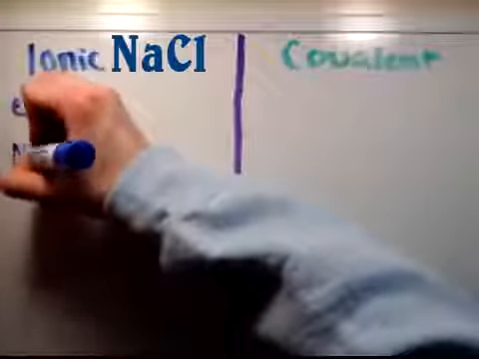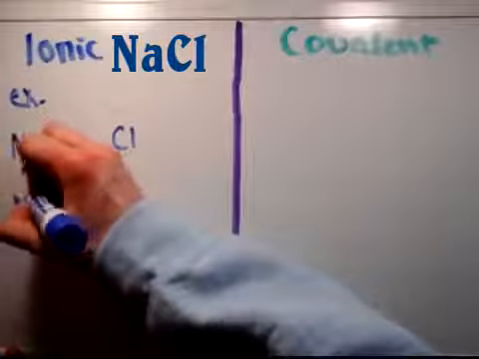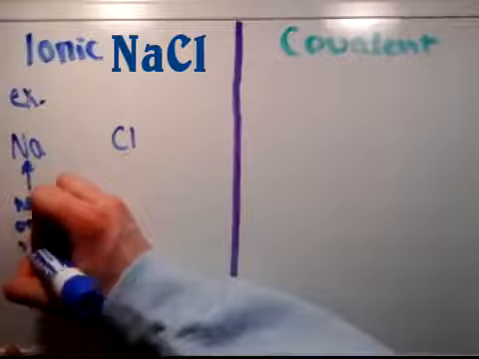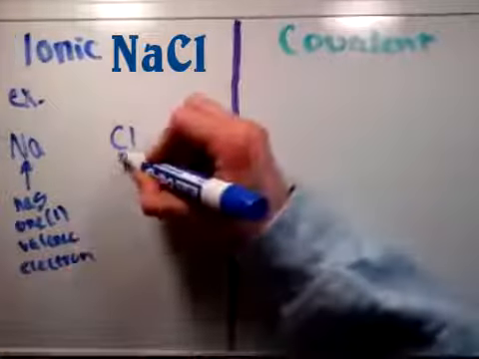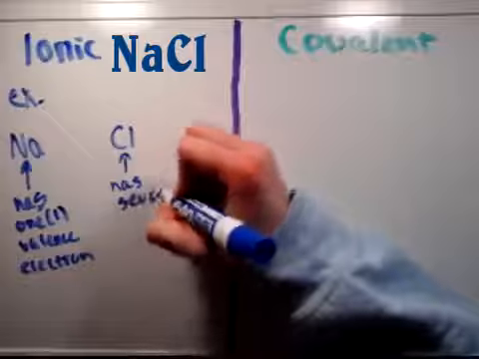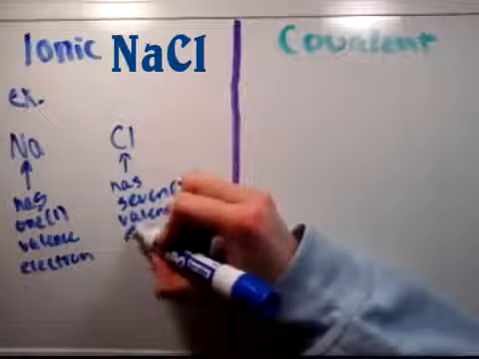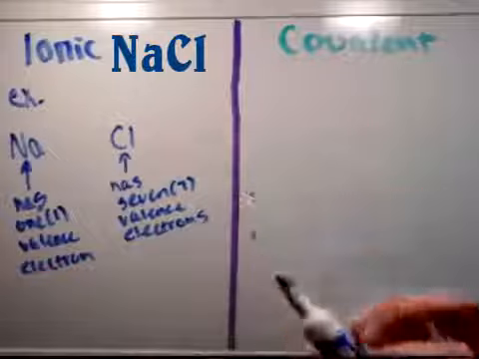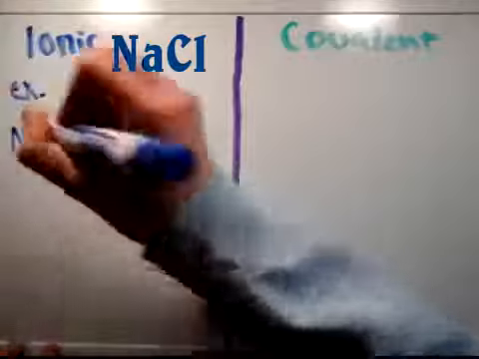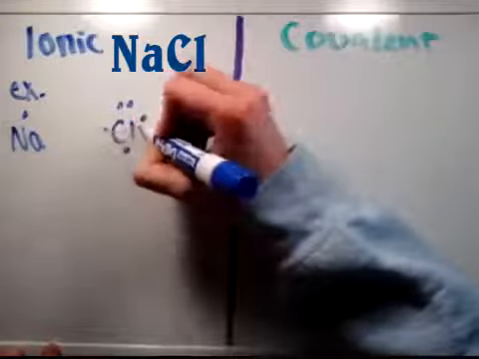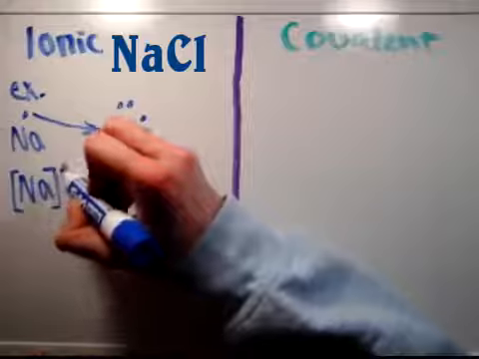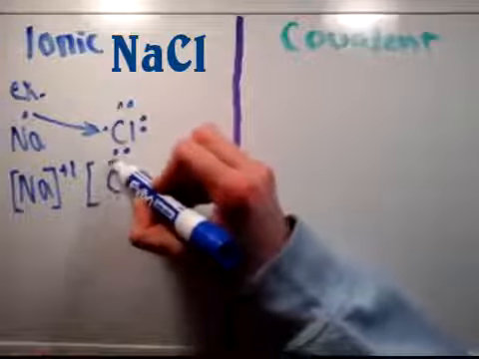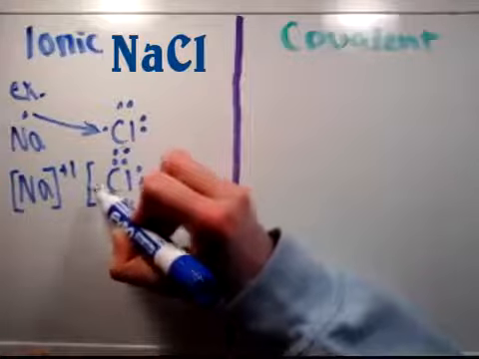Sodium chloride. Sodium has one valence electron. Chlorine has 7 valence electrons. The 1 electron on the sodium is transferred to the chlorine, giving it a charge of +1, and chlorine a charge of -1.